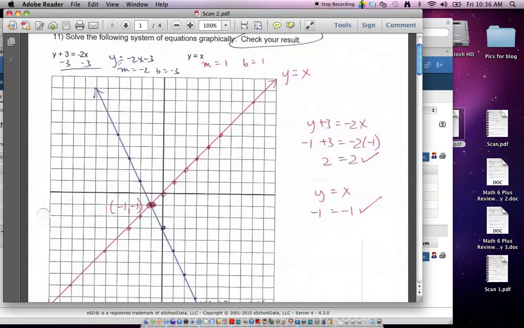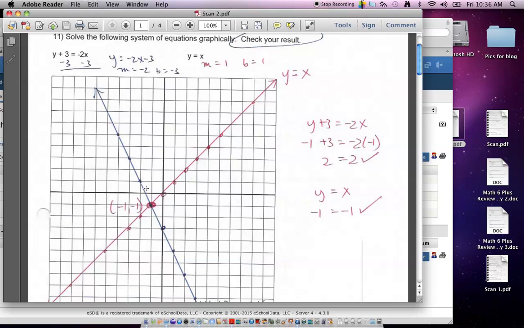We subtract 3 from both sides and we get y equals negative 2x minus 3. If we look carefully at that, the slope, which is always the number in front of the x, is negative 2. The y-intercept's negative 3. So I begin, that's why we use the b for y-intercept, at negative 3. Then it's down 2 over 1, down 2 over 1, down 2 over 1.